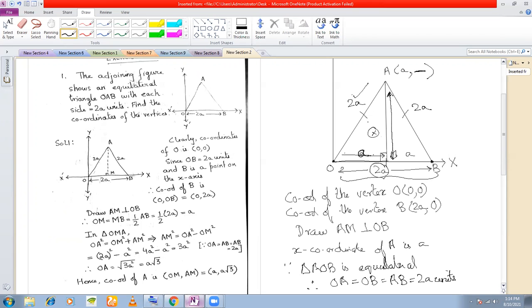Understood? So I'll finish this sum in the next class. You can go through the solution in the meantime. Using Pythagoras theorem, I found out the length of AM. You can check it here.